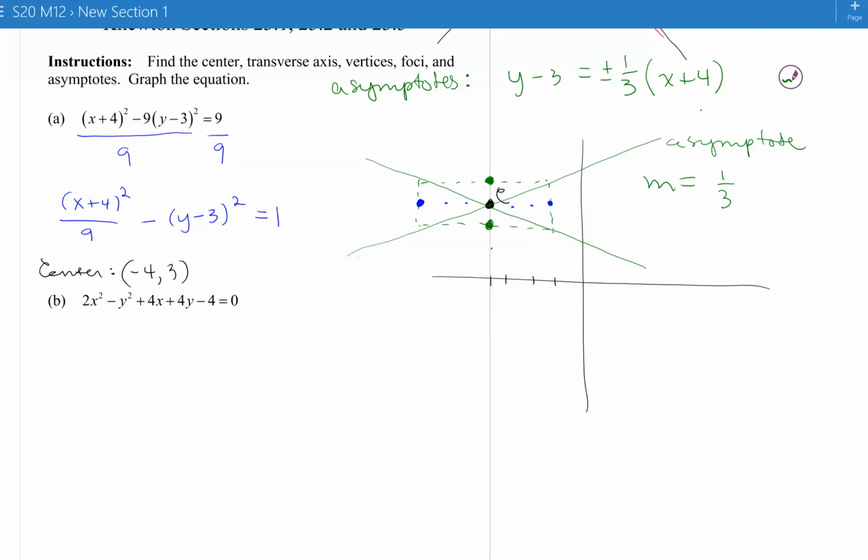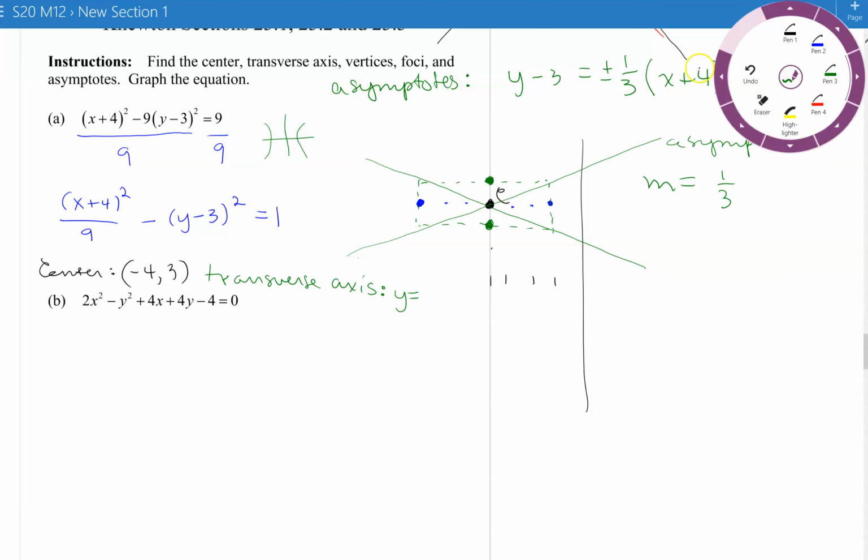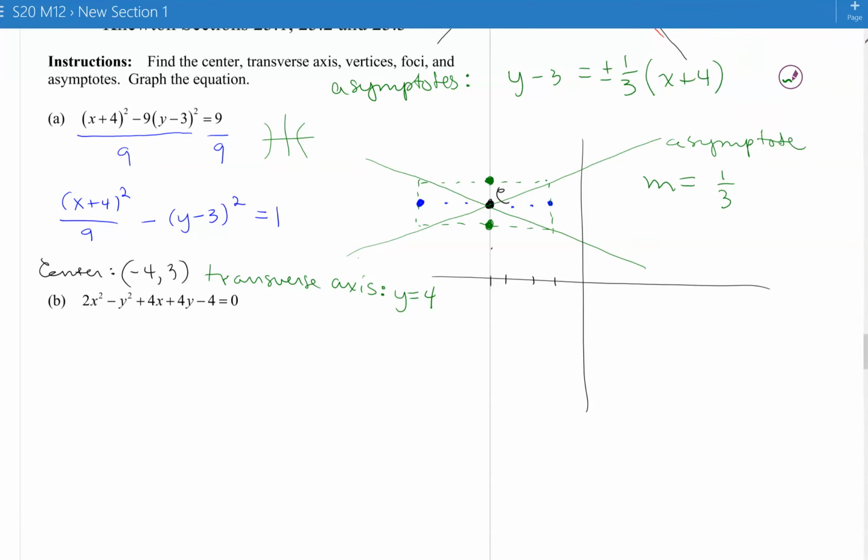So we found our center, our transverse axis. We need to figure out which way it goes. So the x term is first. So with the basic hyperbola, when the x term is first and the center is the origin, we see that it cuts through the x-axis. So we know it opens right-left. So the transverse axis is this line y equals 3. So y equals 3.